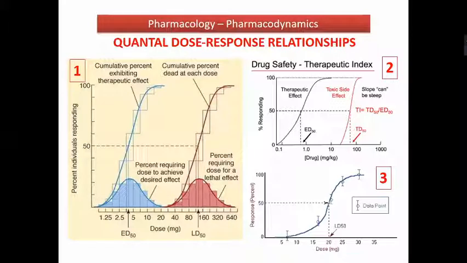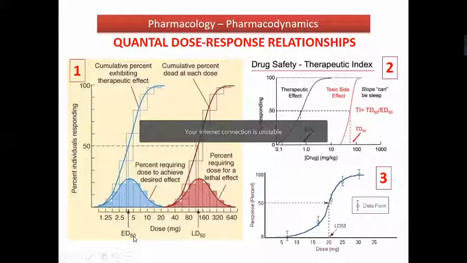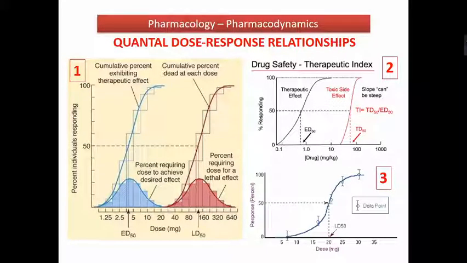Did you get it? When you say ED, effective dose, a dose of the drug in which 50% of the subjects have manifested the expected effect of the drug or the therapeutic effect. Okay? So this ED50 does not mean the dose, but it refers to the percentage of the population that manifests the therapeutic effect. Did you get it?